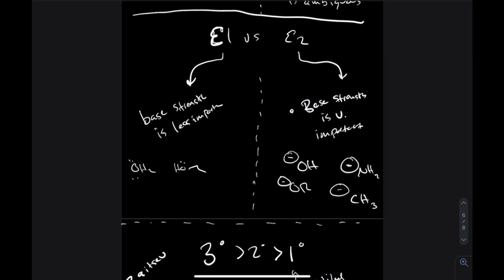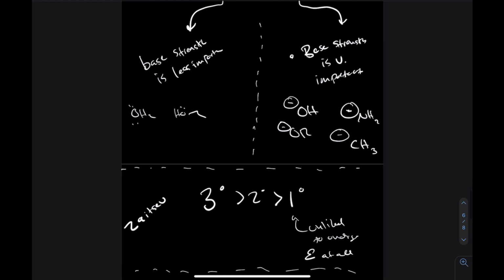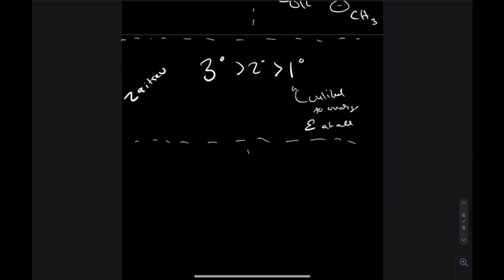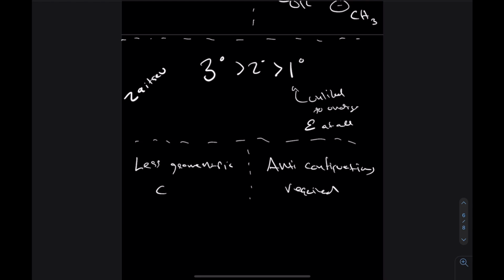And that elimination in an E2 requirement means that you have to have anti-configurations required. And in the E1 reaction, there's less geometric constraints, just like an SN1 reaction.